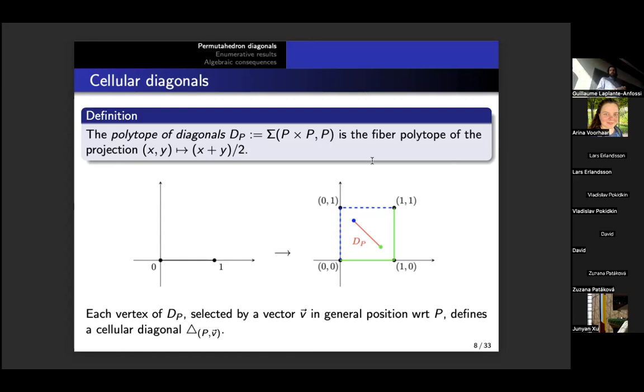And such a vertex of the fiber polytope defines a section of the projection, which is the application that we're looking for. And selecting such a vertex, we can do it by selecting a vector that is in general position with respect to your polytope. So you take a vector in general position, it is maximized over the polytope at a unique vertex, and you can use it to define the section to the projection, which will be your cellular approximation of the diagonal.